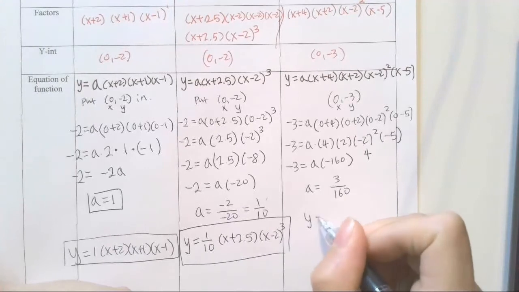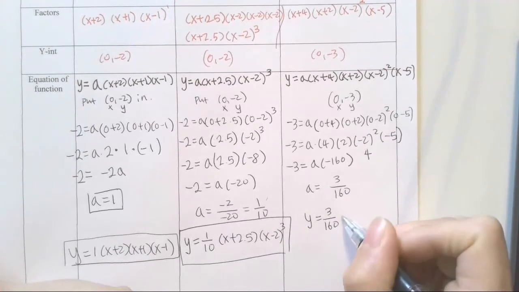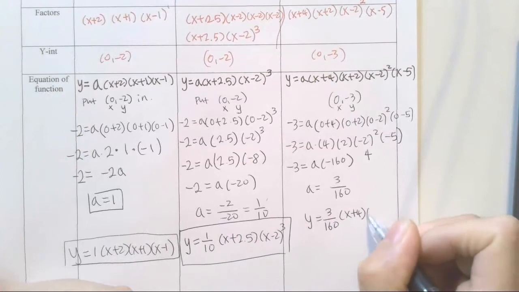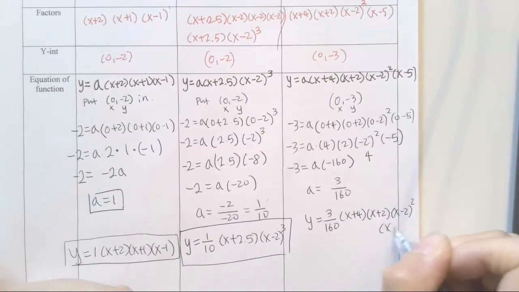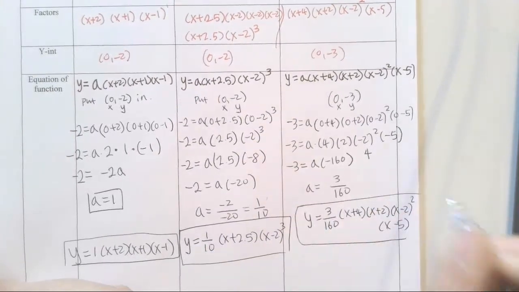Don't be weirded out by the weird number. That's still fine. And notice I didn't put it as a decimal. I kept it as a fraction because I want the exact. So there we go. My final answer.